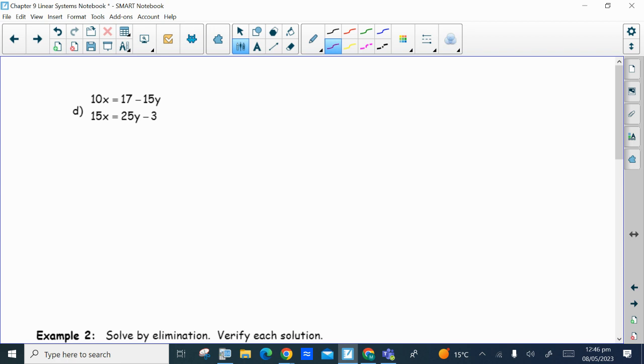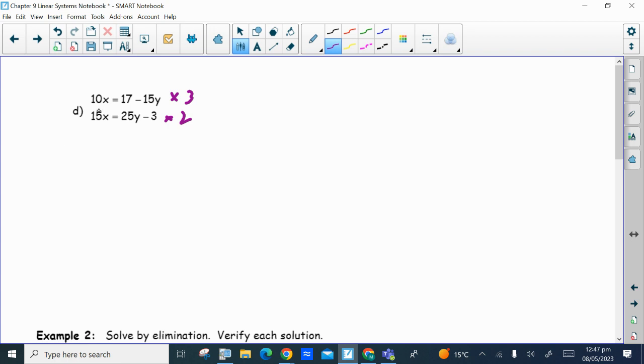It doesn't really matter if you say you're going to eliminate the x's or the y's. It's probably going to be easier to eliminate the x's, only because it'll mean multiplying by smaller numbers. I can do that if I multiply the first equation by 3, because 10x times 3 is 30x, and then the second equation by 2, because 15x times 2 will also give us 30x. Sometimes you have to multiply both equations by a constant.